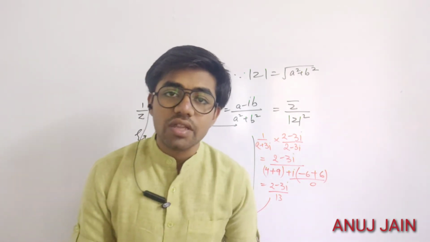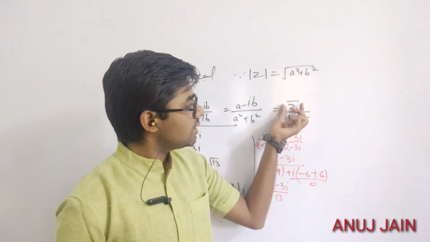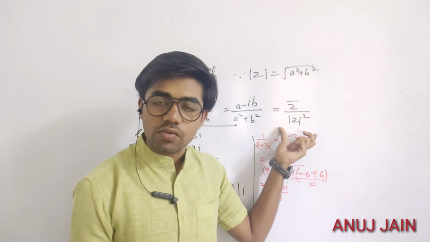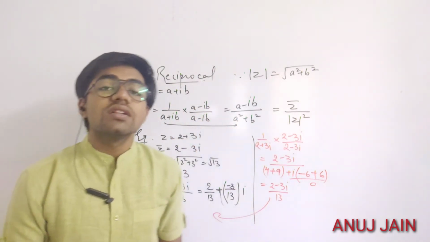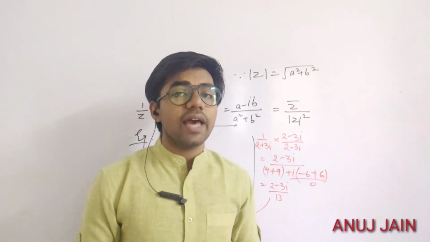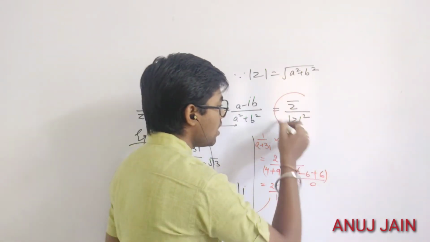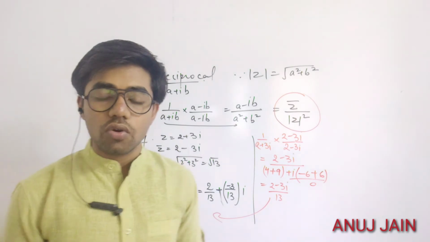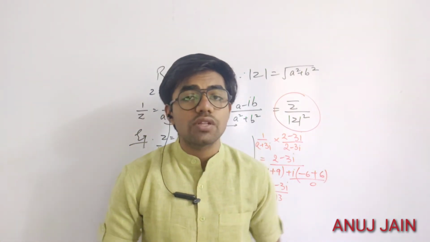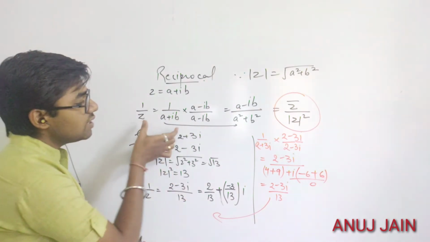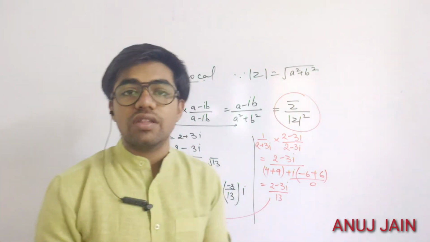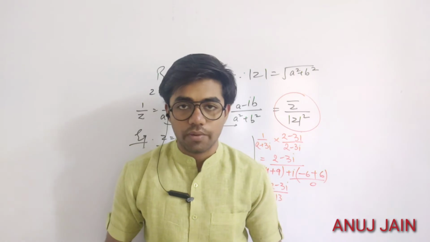So how do we find the reciprocal? Either use the formula, that z bar upon modulus of z square, or proceed in this manner. Sometimes it might happen that this formula is difficult to use, you will find difficulty in using this formula. So it's better to proceed in this manner to find the reciprocal of any complex number.